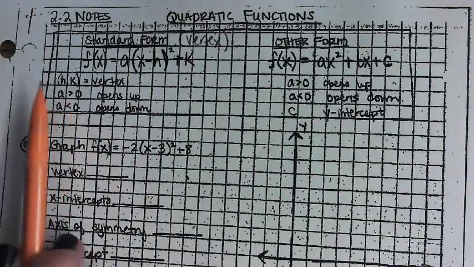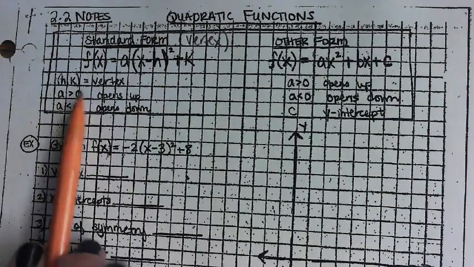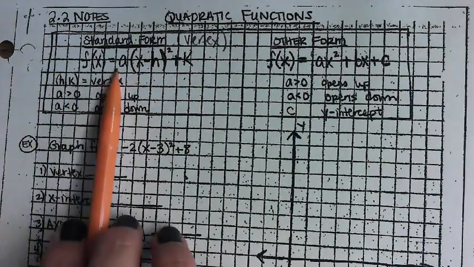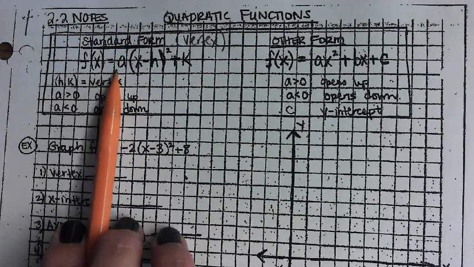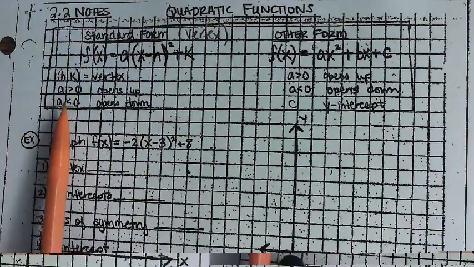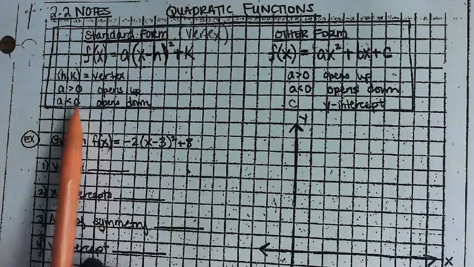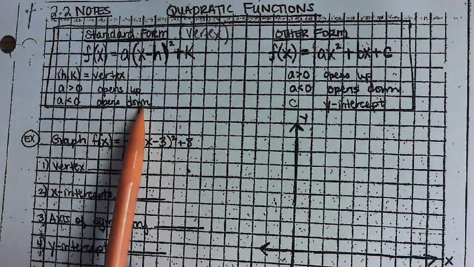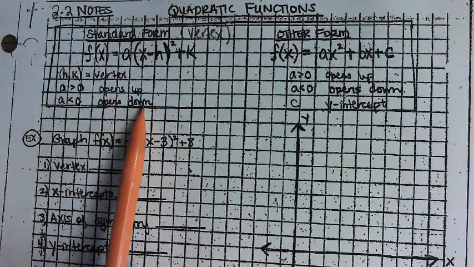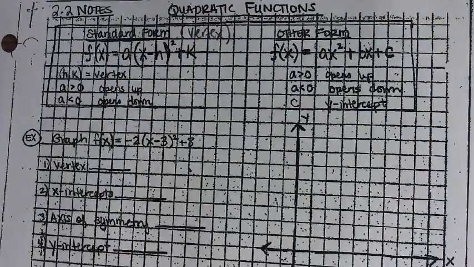So that's why if a is greater than 0, aka positive, it opens upwards, because the parent graph opens upwards, and if you didn't negate it, then you never flipped it upside down. I don't know if you have ever made the connection between the meaning of the a value and stretches and compressions and transformations, but it's there. And then if a is less than 0, it opens down. Does that make sense? Okay, because you've put a negative out in front, you flipped it vertically.